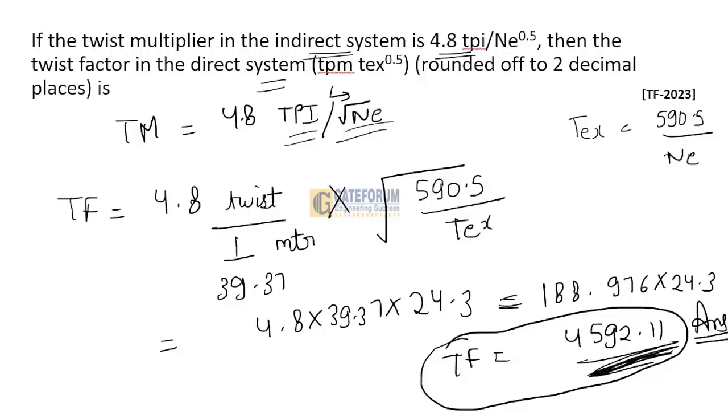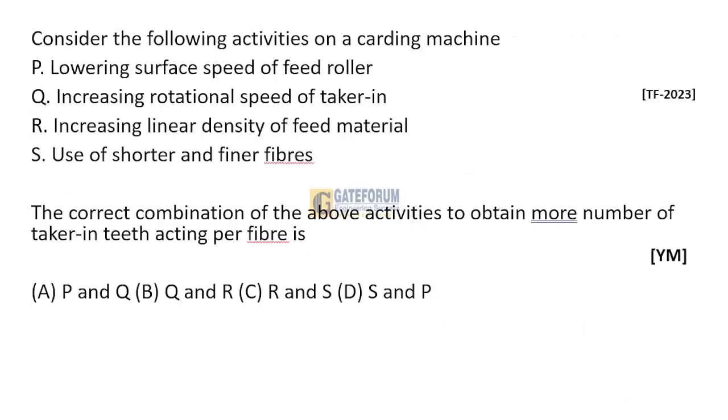This is a 2-mark question. It is also a yarn manufacturing question. It is of carding machine. There are 4 statements that are given for the carding machine, and you have to find the thing that is given in the question. It says that lowering surface speed of the feed roller, increasing rotational speed of the taker in, increasing linear density of the feed material, use of shorter and finer fibers. So the correct combination of the above activities in order to obtain more number of taker in teeth acting per fiber is.